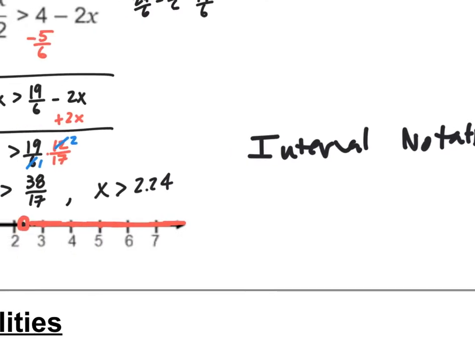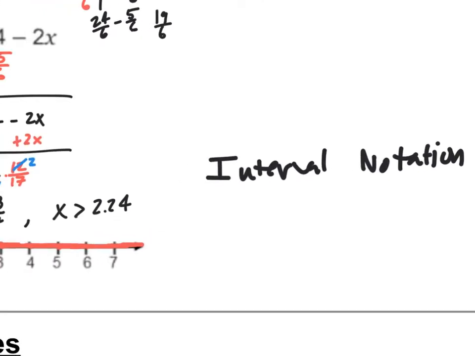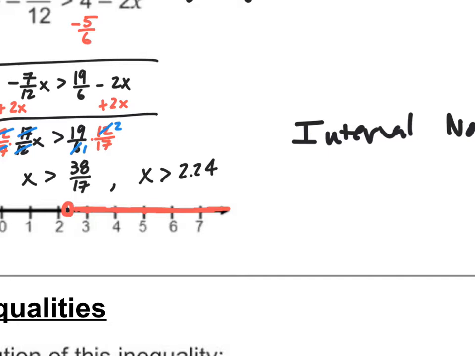Okay? And for interval notation, if x is larger than that, I look at my graph here and I say that 38/17 to positive infinity is where my solution set is. Anything larger than that. But here's the thing. I'm going to put a parenthesis here on 38/17.